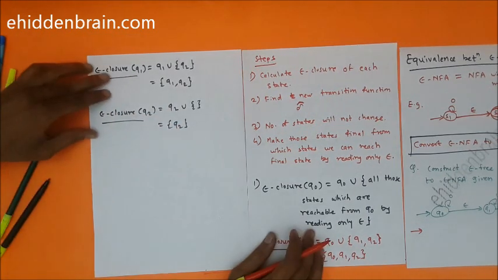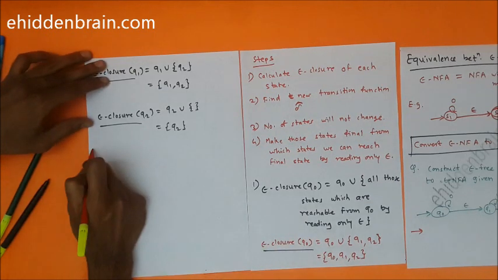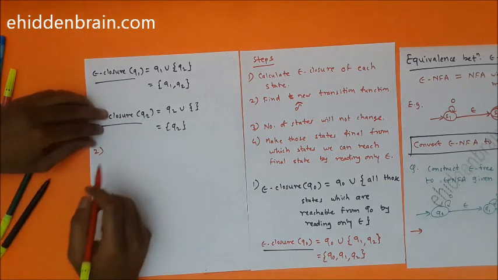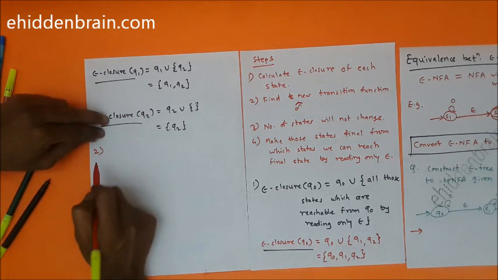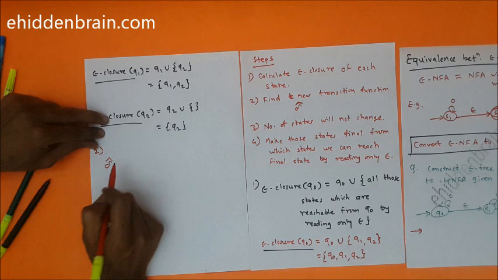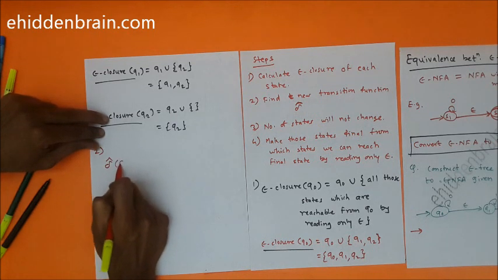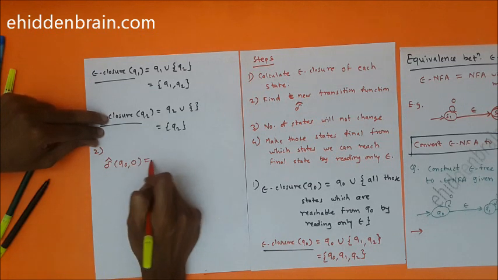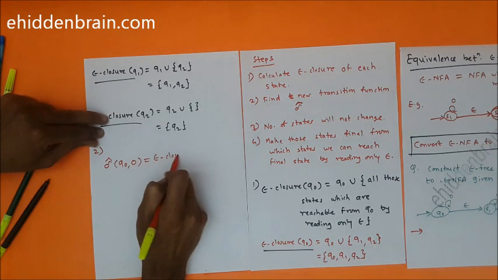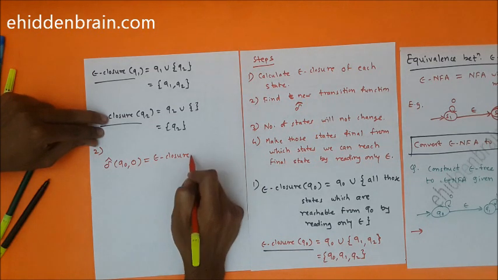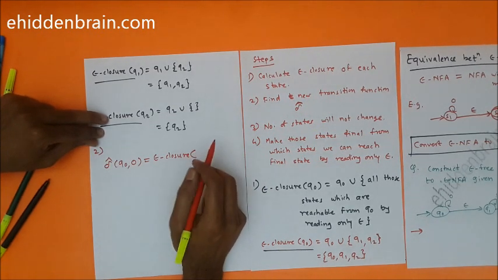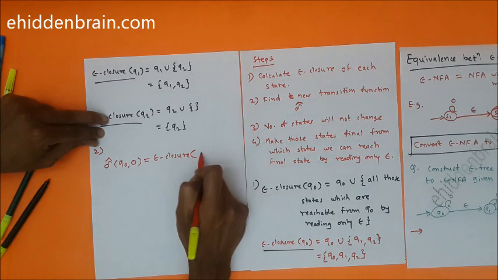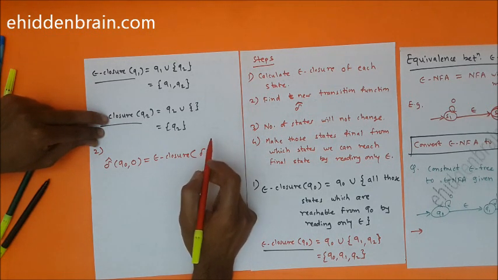Now let's move to step 2. What is the next step? Step 2 is to find the new transition function. How to find the new transition function? The new transition function delta dash will be defined as, I will define for one input on Q0, let's say for 0. It is defined as the epsilon closure of the original transition function, and on that transition function you have to do an epsilon closure again.